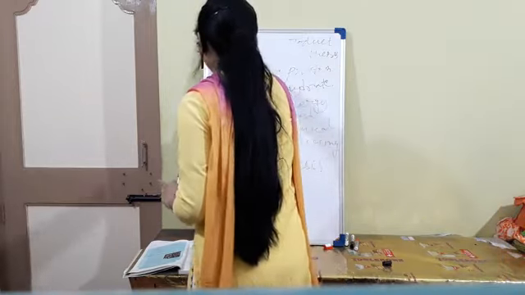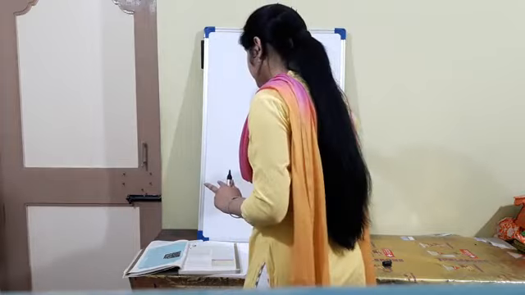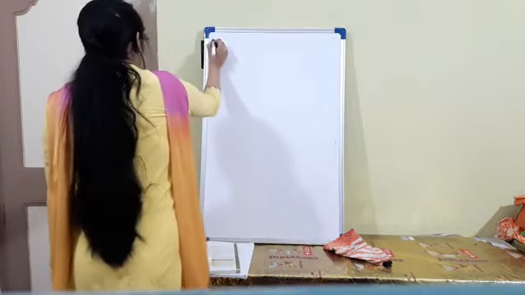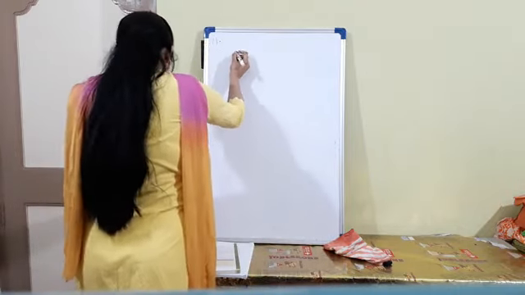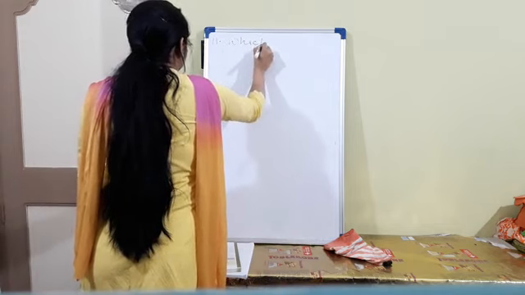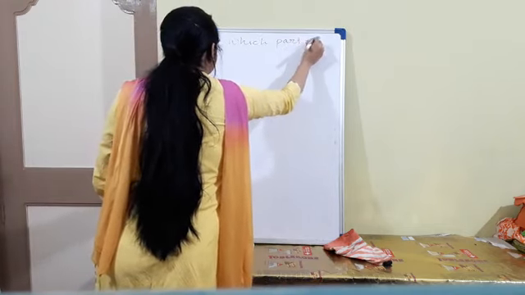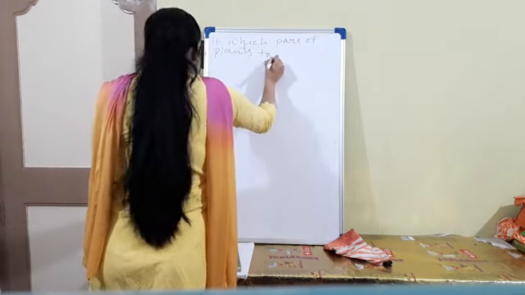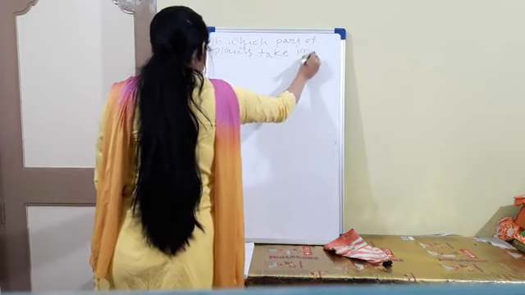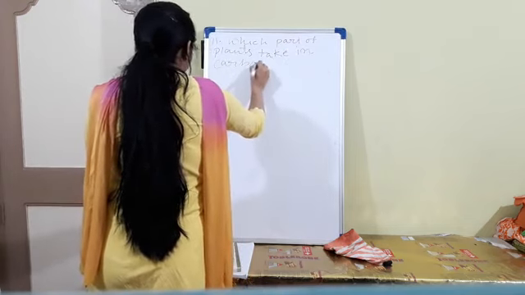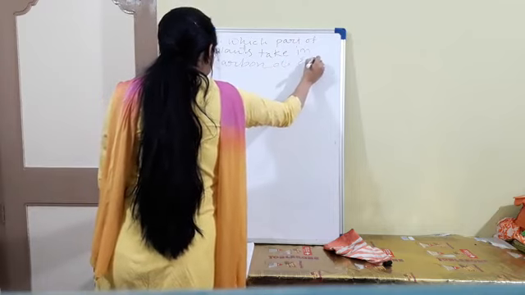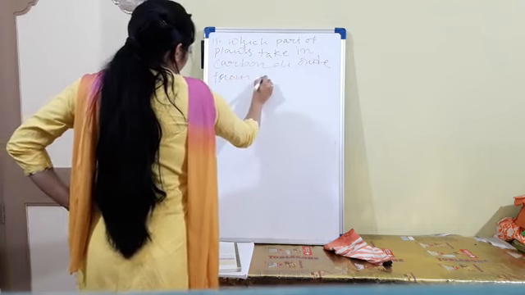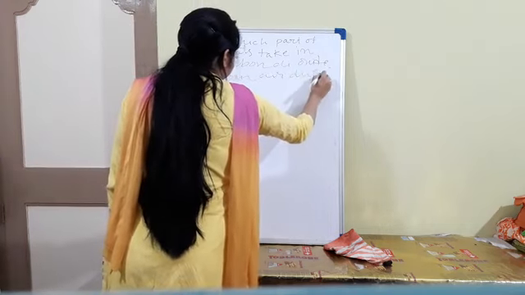Now move to question number 11 and 12. Both of them are MCQ type questions. Question number 11. Which part of plants takes in carbon dioxide from air during photosynthesis?